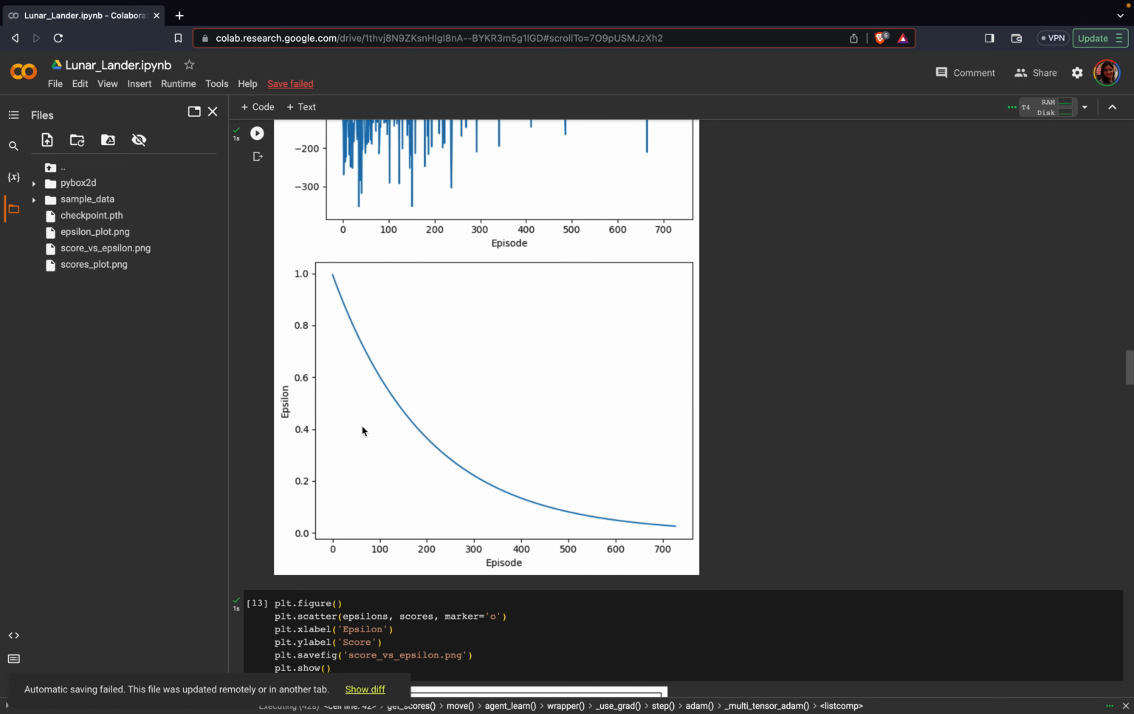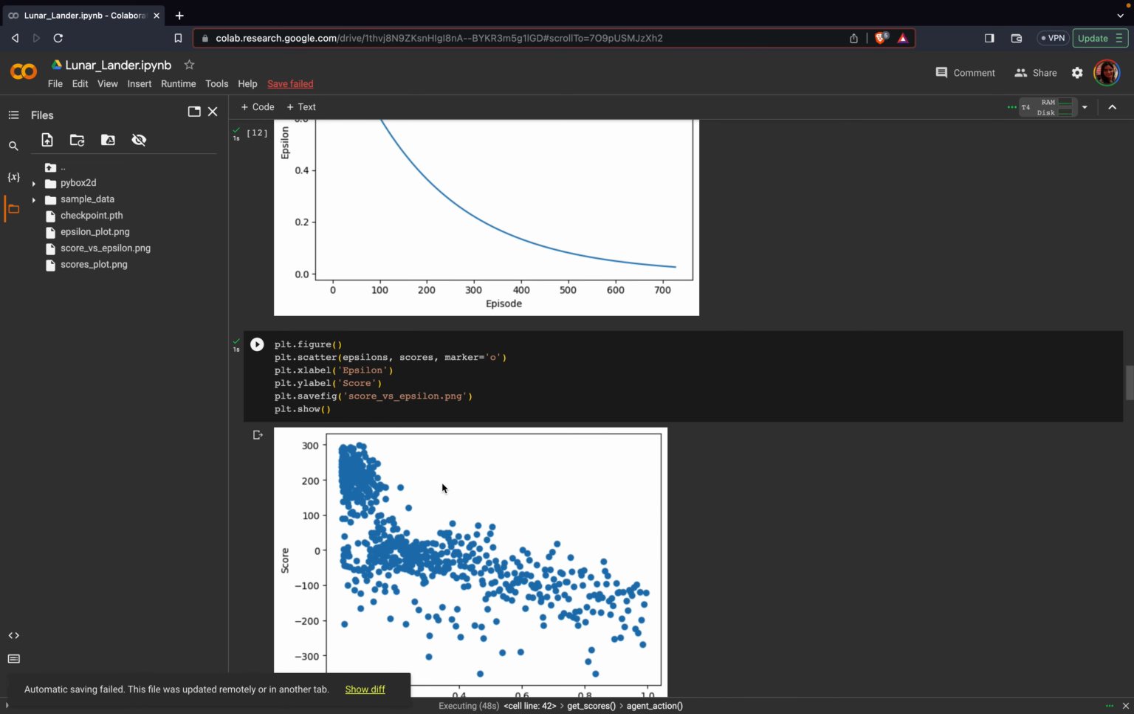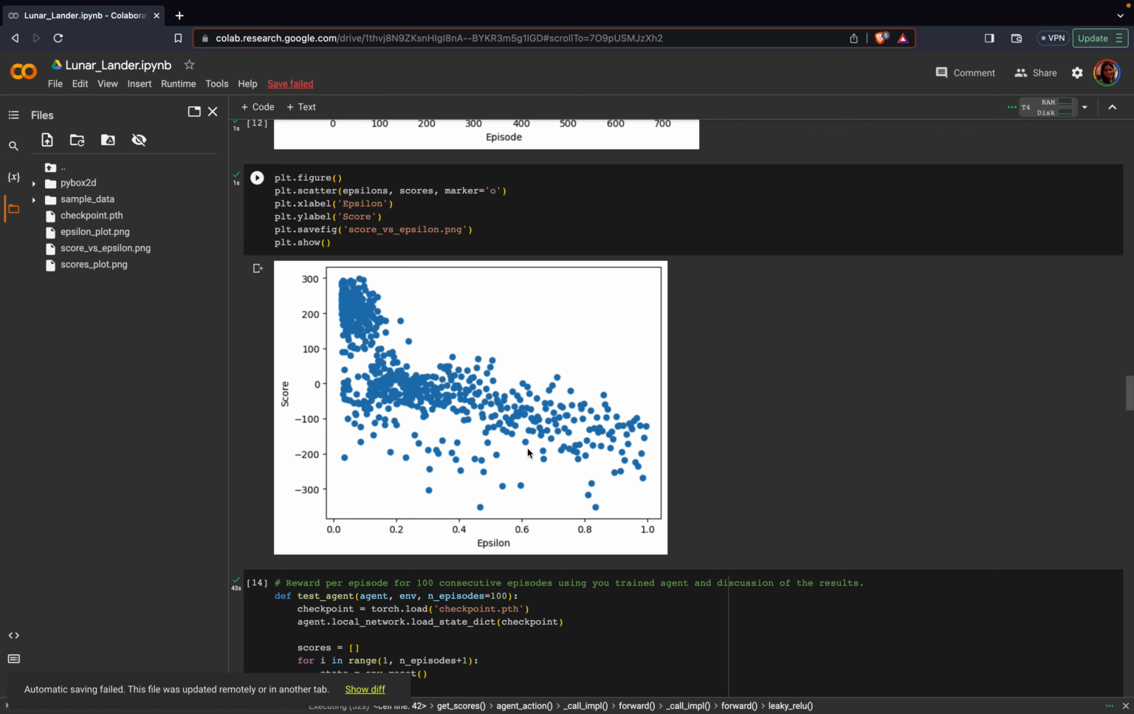You can see in this one how the epsilon value was decaying for each episode. Then there's a scatter plot for this, right? So we see here that as the epsilon values were decreasing, the score was quite a bit better than for a large epsilon value of around 1, right?